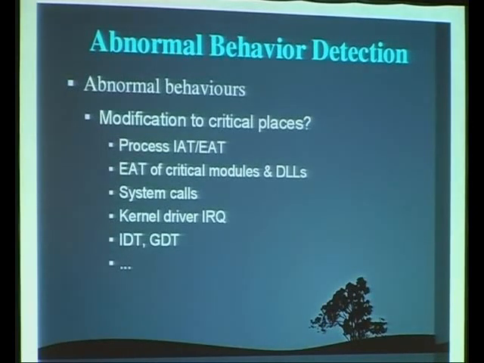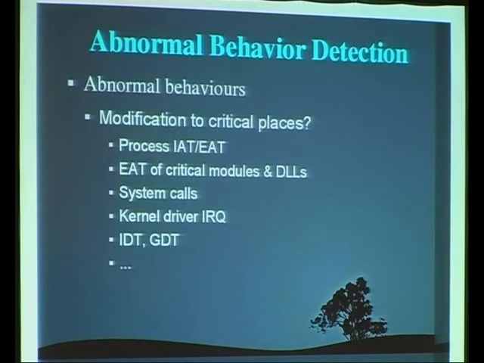And the final detection we use in Equimolo is named abnormal behavior detection. So basically the rootkit can modify your system in many places, in many critical places. First of all, it can modify the import address table, export address table inside processes, inside kernel modules, inside the DLLs, and they can modify system code. So the idea is that if you see information that is not what it should be, you can report it.